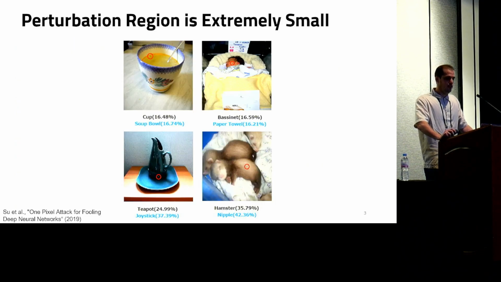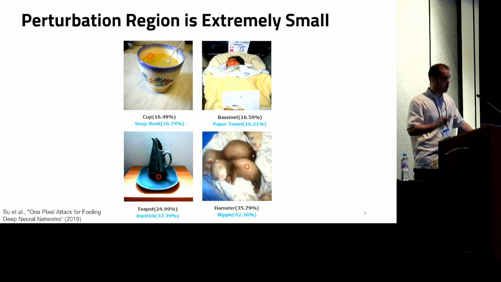There are two main challenges to overcome for successful execution of these attacks. The first, and maybe the most obvious one, is the extremely small perturbation region. You can see examples here in the slide of successful one-pixel attacks on images from the ImageNet dataset. Take, for instance, the image at the bottom right of the slide. The attacker perturbed only one pixel, here highlighted with the red circle, which is only 0.002% of all pixels. This small perturbation was sufficient to mislead the network into classifying this image as a nipple instead of a hamster.